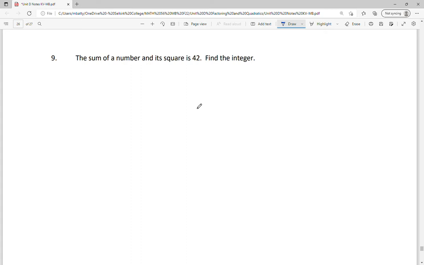So this one says the sum of a number and that number's square is 42. So x is going to be the number. This is addition. Its square would be x squared is 42. This doesn't quite look right as far as being in quadratic form. I can rearrange this, and I'm going to subtract 42 from both sides.